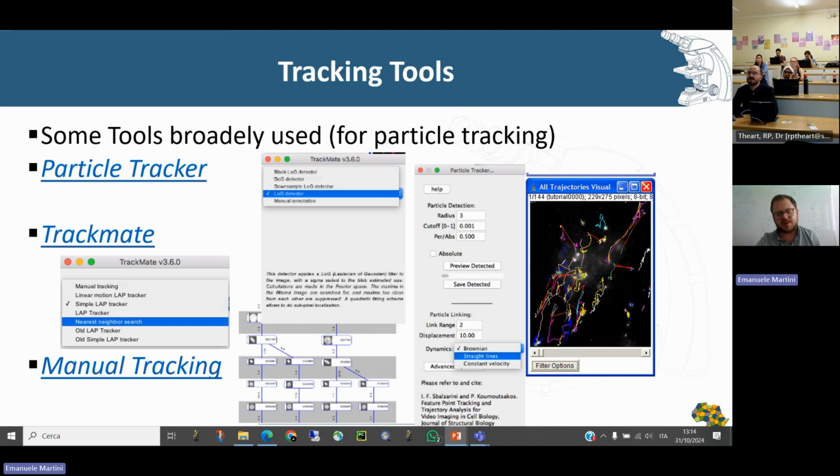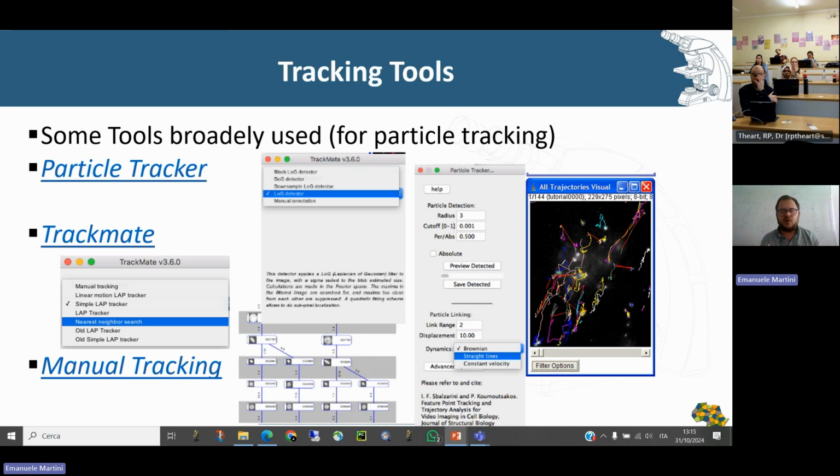It depends on the calibration. And then there is the link range, which means that even if a particle is not found in some frames, for how many frames you can search for the same object, the same cell, the same nucleus. So in this case, you are telling the algorithm to search for the same particle for 2 frames. This is because, moreover in biology, the particle can be out of focus, can go to another plane and then reappear.